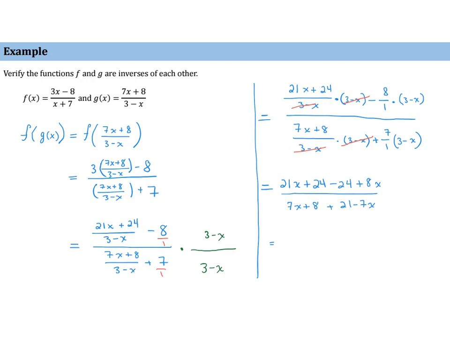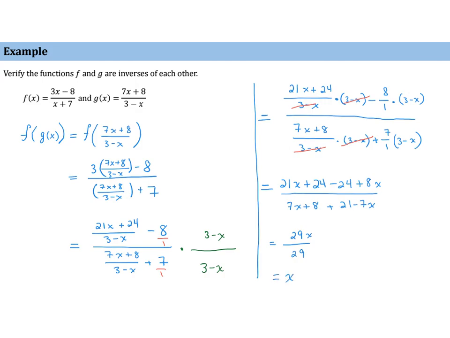Now what are we left with in the numerator? 21x plus 8x is 29x. And then 24 minus 24 goes away. And then in the denominator we have just 29, and so this yields x.